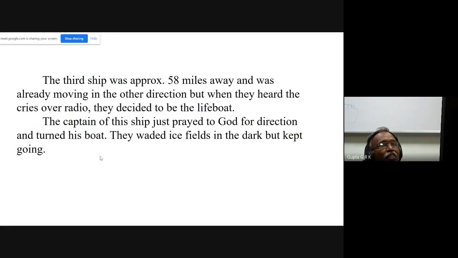And the third ship was approximately 58 miles away and was already moving in the other direction. But when they heard the cries over radio, they decided to be the lifeboat. The captain of this ship just prayed to God for direction and turned his boat. They waded through ice fields in the dark but kept going. It is actually briefed very much. The real story is very interesting.